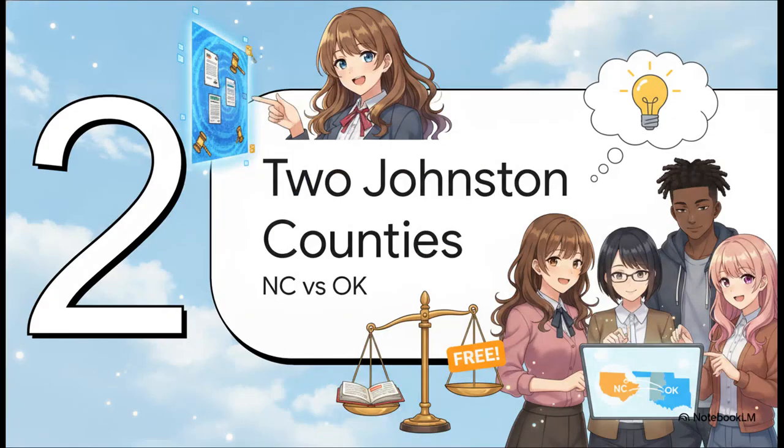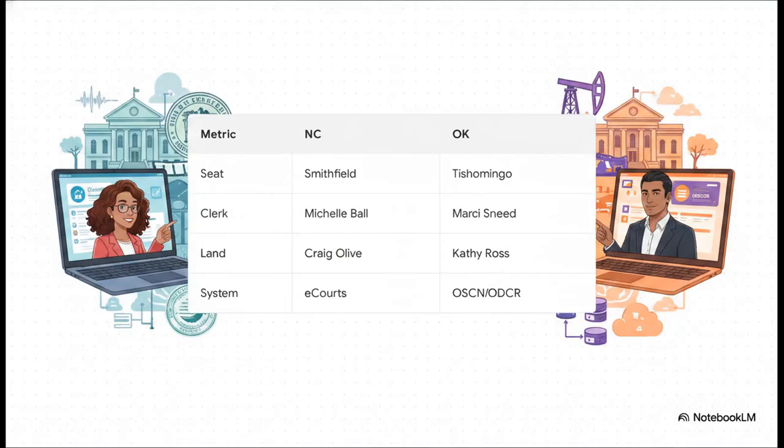Moving on to part 2, the two Johnston counties. Now, this is absolutely wild, but there are actually two totally distinct Johnston counties in the U.S., and mixing them up is the #1 mistake beginners make. Johnston County, North Carolina operates out of Smithfield and uses a digital system called the eCourts portal. Meanwhile, Johnston County, Oklahoma is based in Tishomingo and uses entirely different systems called OSCN and ODCR. You absolutely have to know which state applies to your search before you even type a single letter.